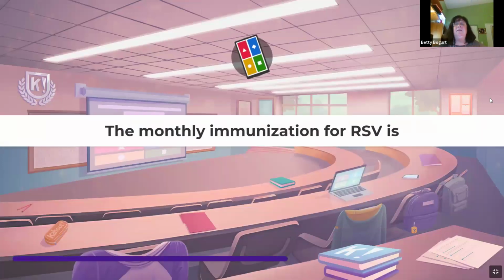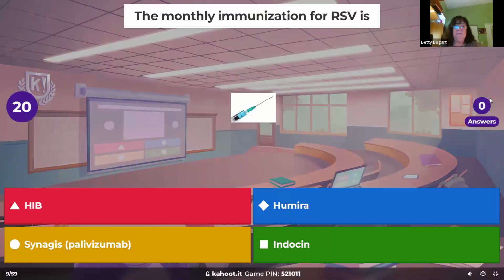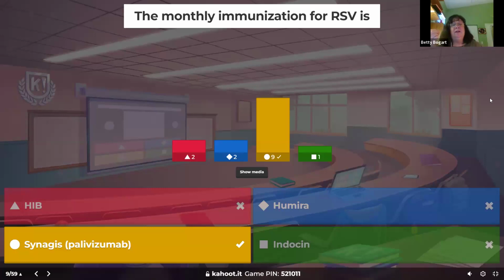The monthly immunization for RSV is? It's called Synagis or palivizumab, which is your biologic. Remember, monthly from winter to early spring, only for the first year.